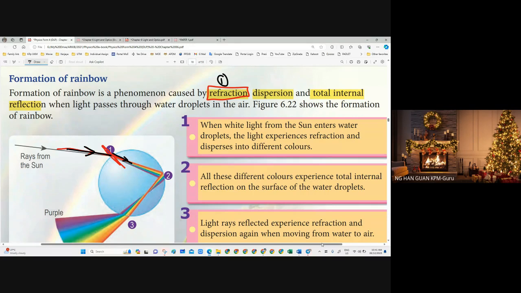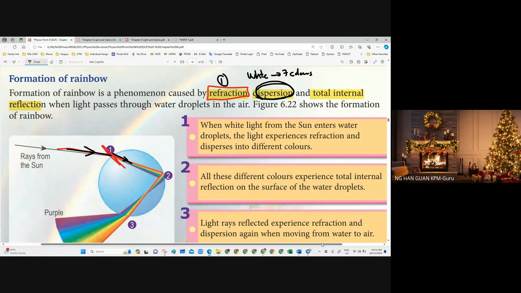At the moment when it bends towards the normal, due to the refraction, the white sun ray will split into the 7 colors. The split into the 7 colors is because of dispersion. From the white color, it splits into 7 colors of light, which is a rainbow of light. Okay, so this phenomenon causes dispersion.